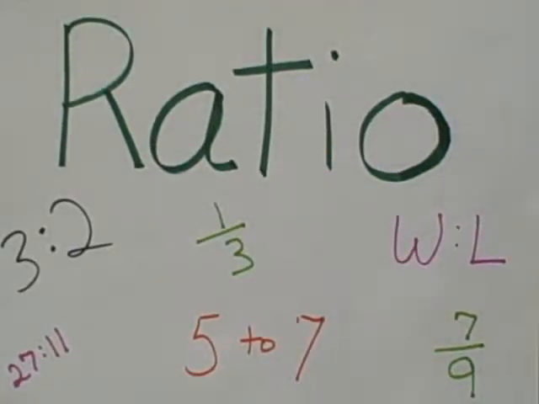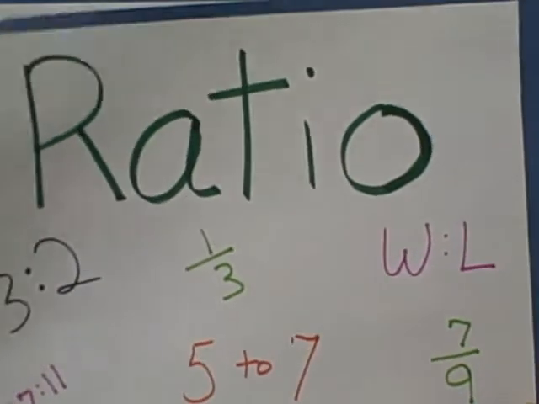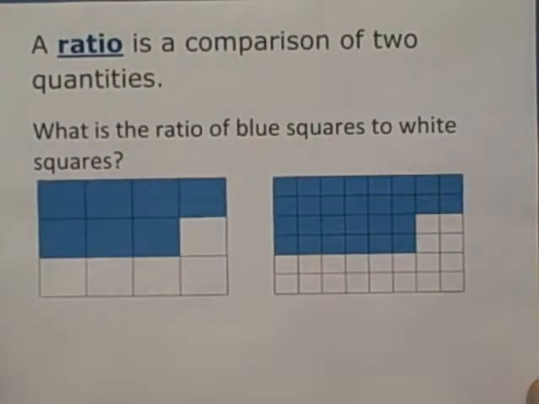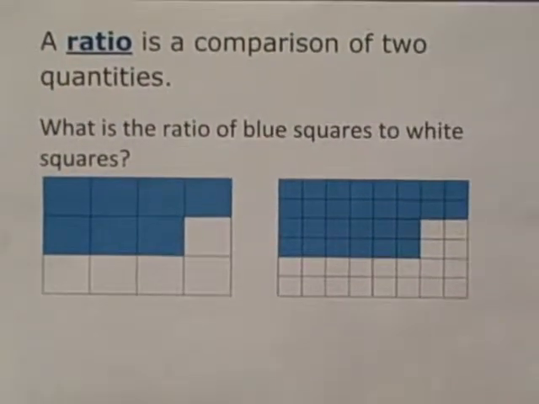In this lesson, we're going to be looking at the concept of ratio. Let's go ahead and look at the definition first. A ratio is a comparison of two quantities. Now, there's lots of different quantities that you can compare. Let's start by taking a look at a couple visual examples.